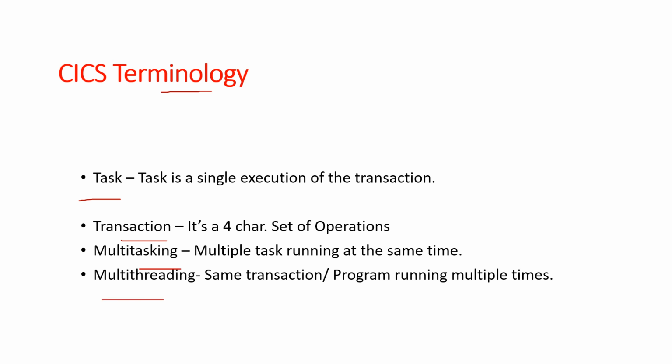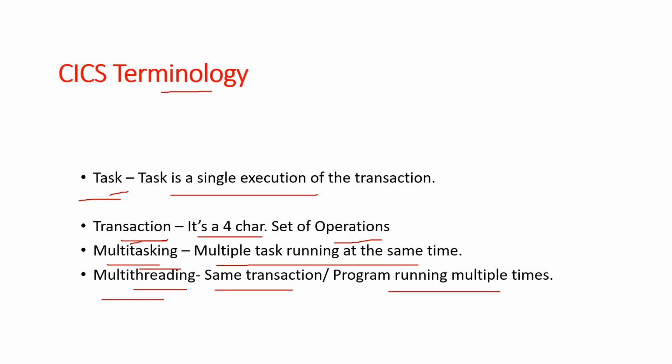So the first one is the task. What is a task? A task is a single execution of a transaction. What is a transaction? A transaction has 4 characters and a set of operations. Next is multitasking. Multitasking means there are multiple tasks running at the same time. And the last one is multi-threading. Multi-threading means the same transaction or program is running multiple times.